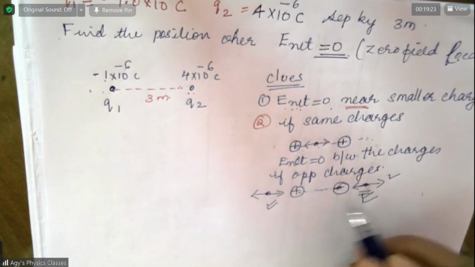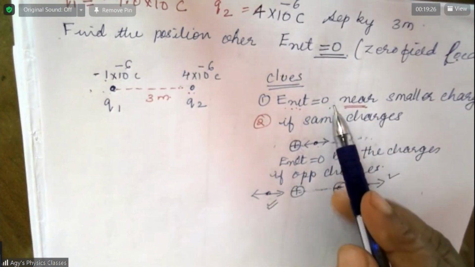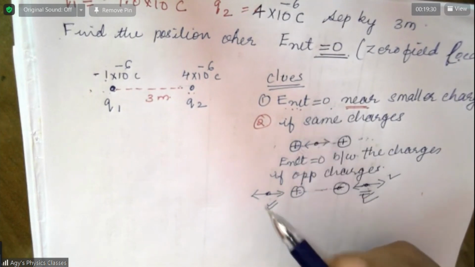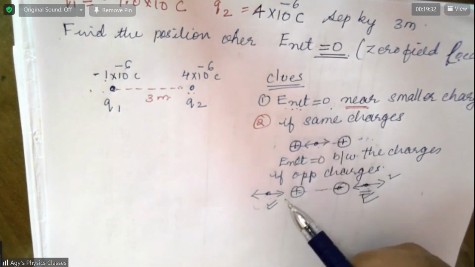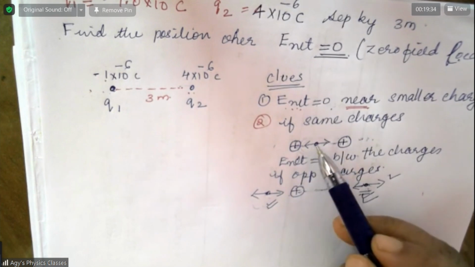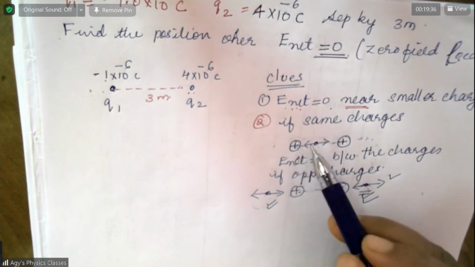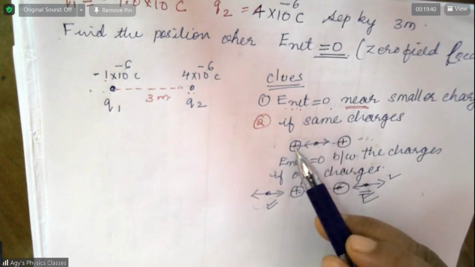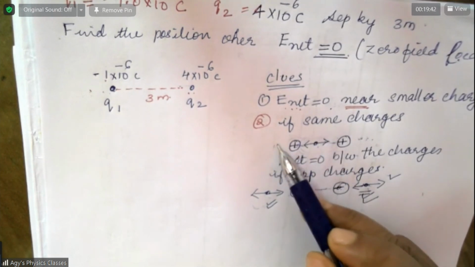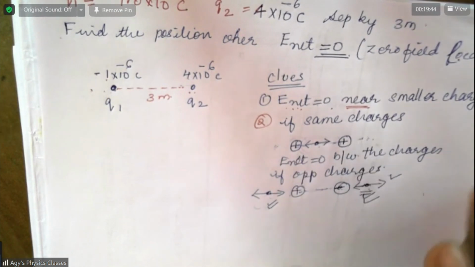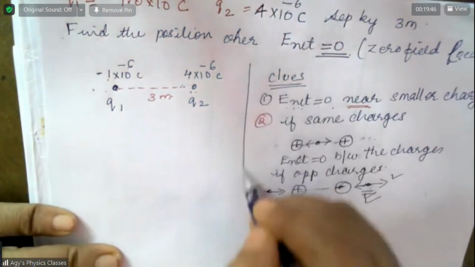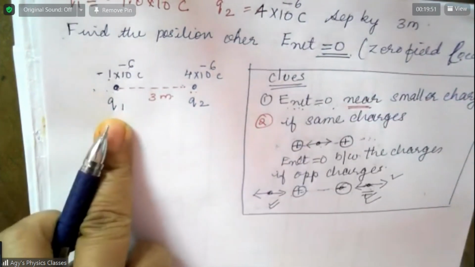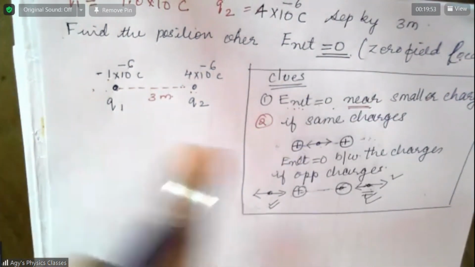But you can also still sort it out if you remember this law. So if you look around the smaller charge, if it is same charge, you look closer to the in between. If it is the opposite charge, then you look here or look here. Understood? This is a clue. Very, very useful clue. Now apply that.